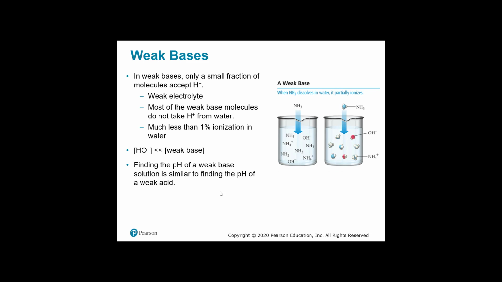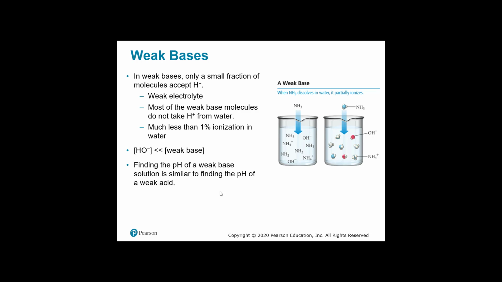Weak bases, just like weak acids, only dissociate slightly. Only a small fraction of molecules accept a proton, hydronium ions. They are weak electrolytes. Most of the weak base molecules do not take protons from water, much less than 1% in water. So it's very weak. And the hydroxide concentration is far less than the actual concentration of the weak base.